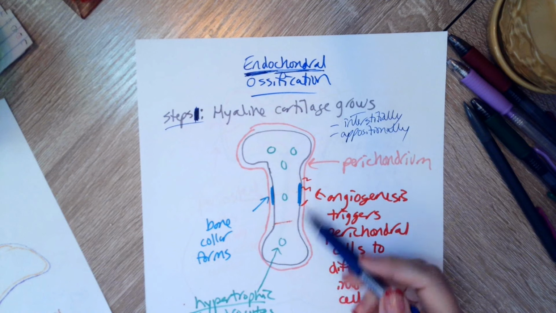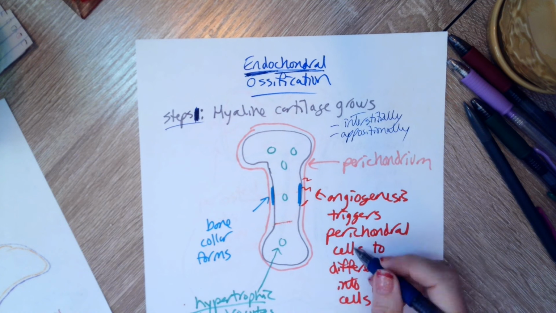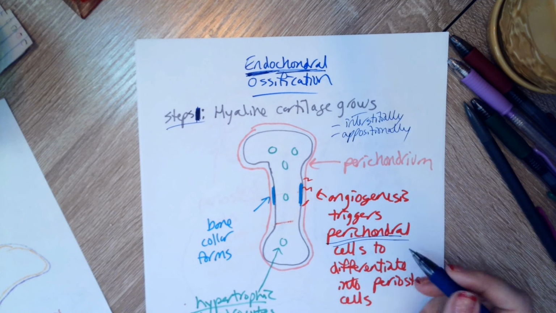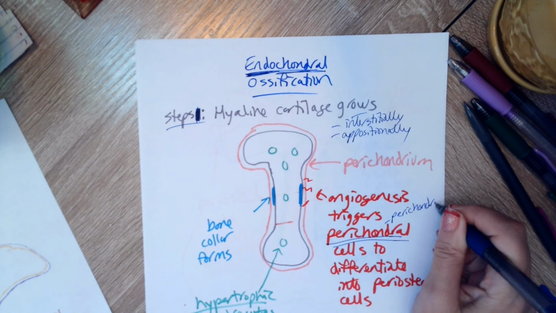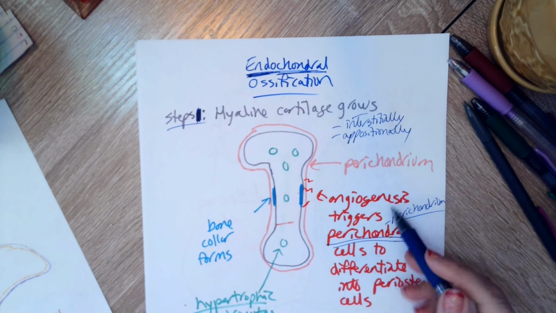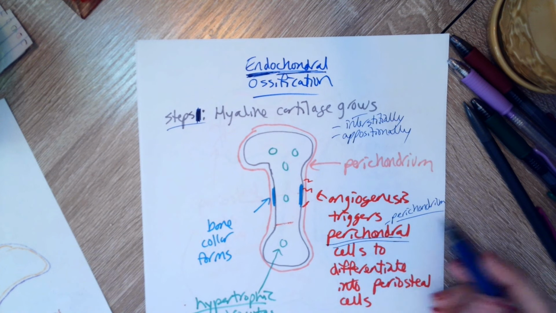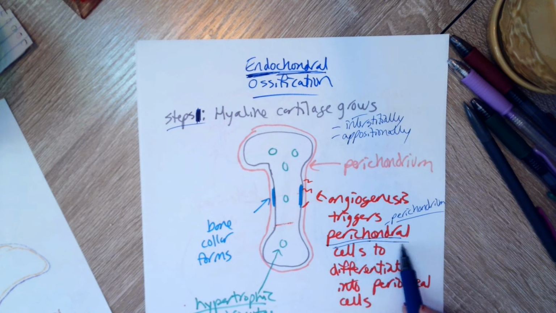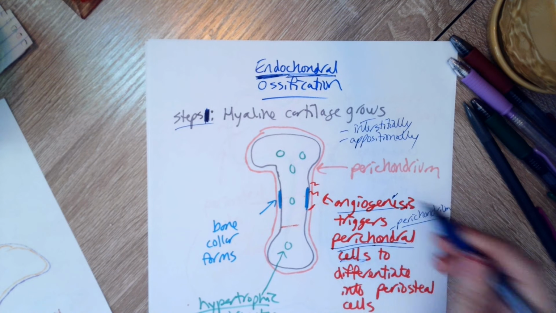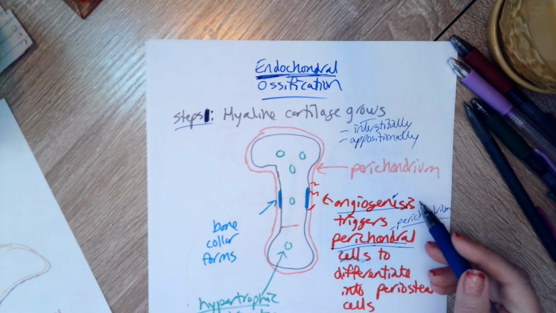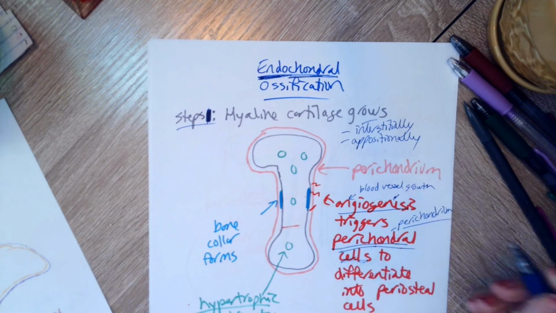So when we just look at this piece of hyaline cartilage, we know that any sort of cartilage is covered with a protective membrane called the perichondrium. So let's write that down. So the perichondrium would be the protective membrane around cartilage, and the cells of the perichondrium are called the perichondral cells. So what's going to happen here is something called angiogenesis. Genesis means new, or beginning of. Angio refers to blood vessels. So this is just blood vessel growth. Or you can think of it as growth of new blood vessels.